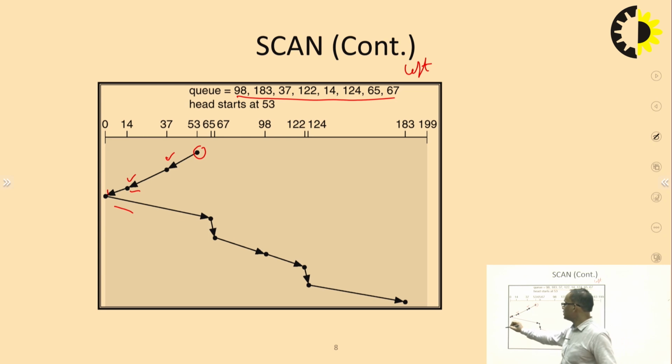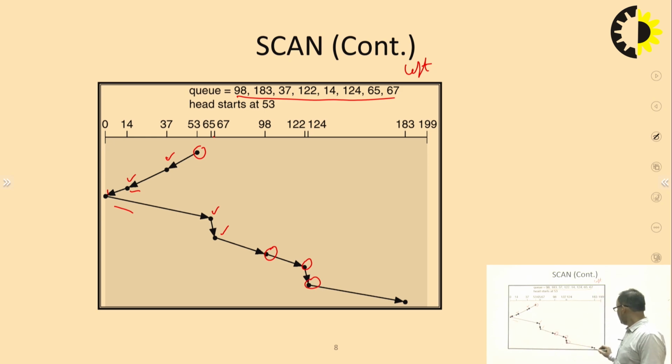So when it changes its direction from 0 and moves in this direction, at first the remaining request is 65. So it will execute the request 65. After that, again it will execute the request of track number 67. After that, when it moves to the right, it will service the request of track 98. Then it will service the request of track number 122. Then it will service the request of track number 124, and after that it will service the last request 183.